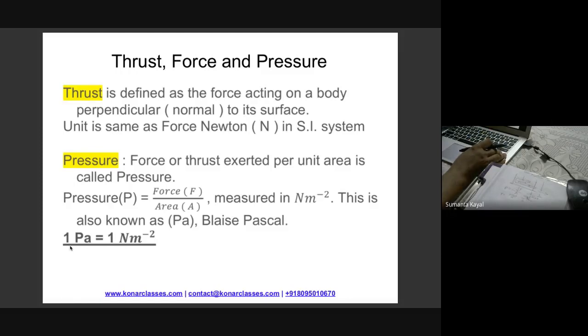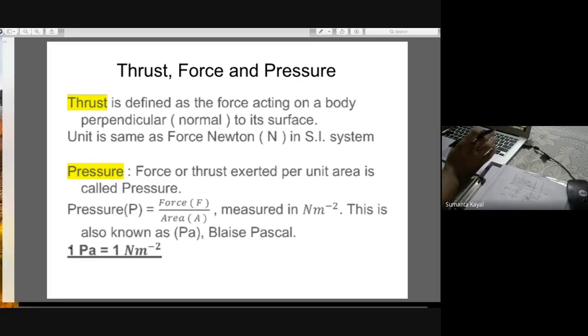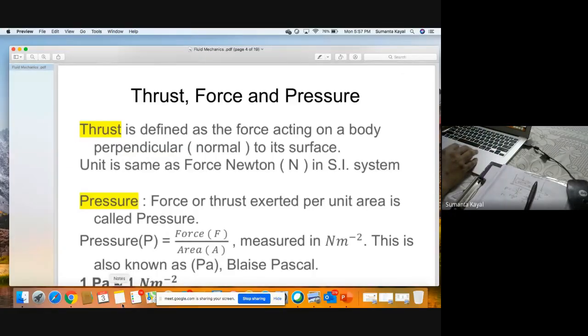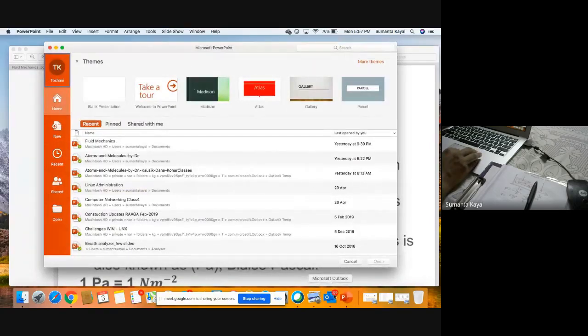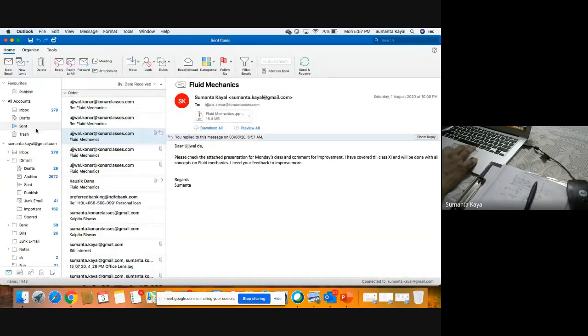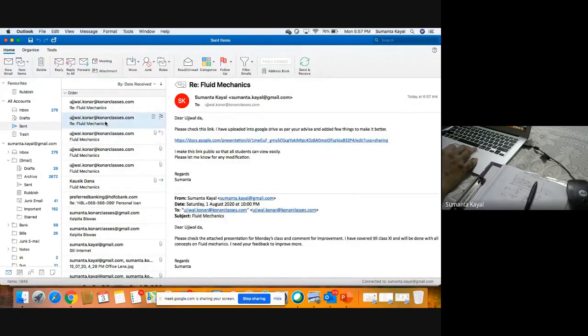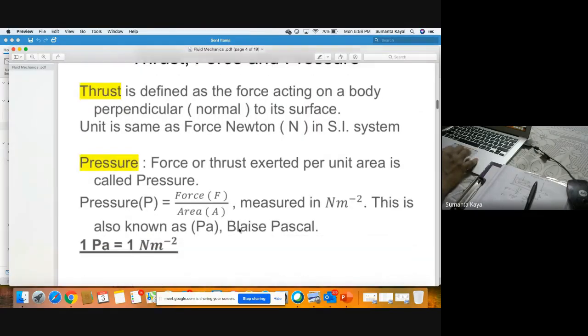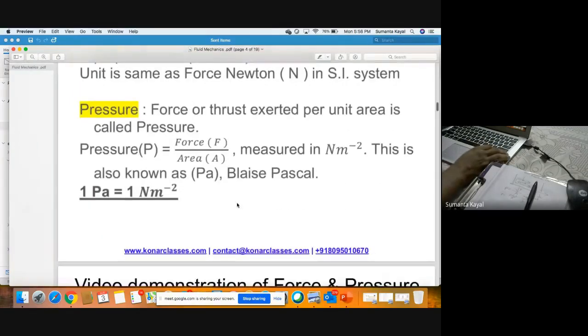Now we have talked a lot about force and pressure. Quickly, I just want to show you one short video on this topic, where I'll demonstrate what I mean by pressure, and how it looks.